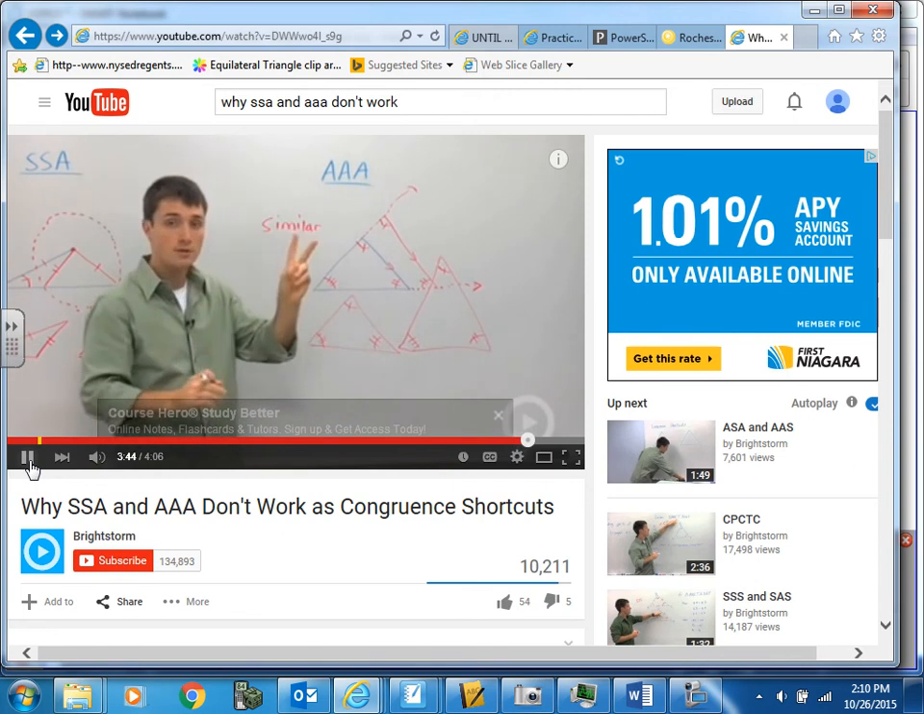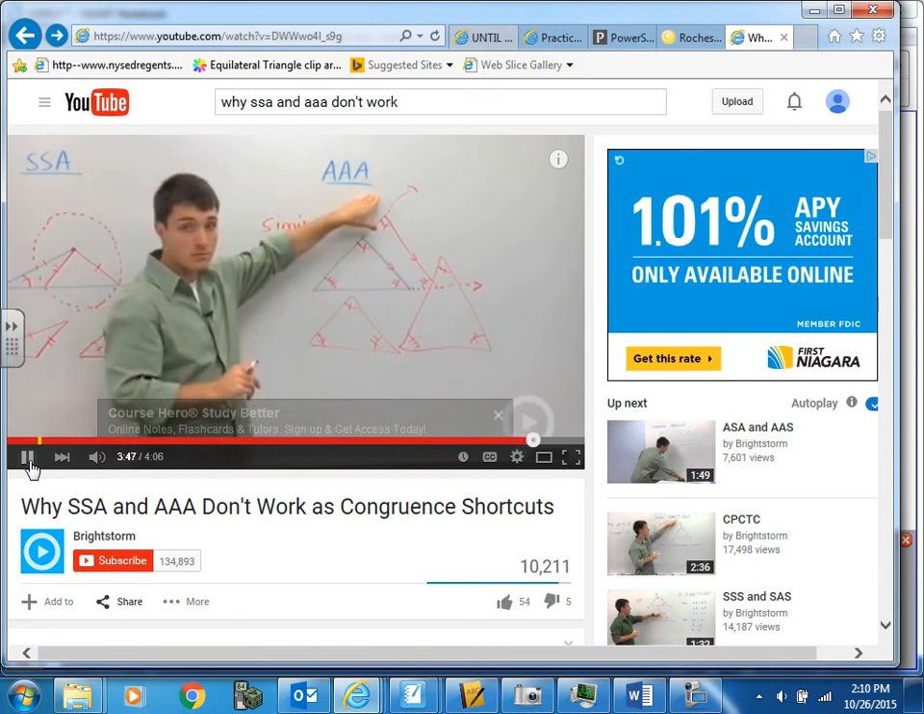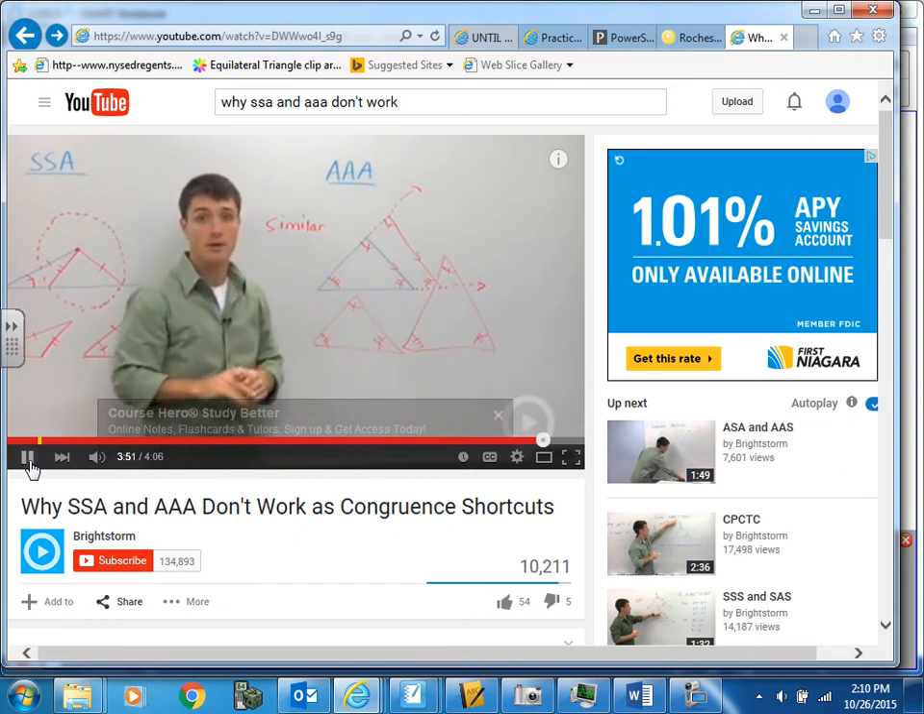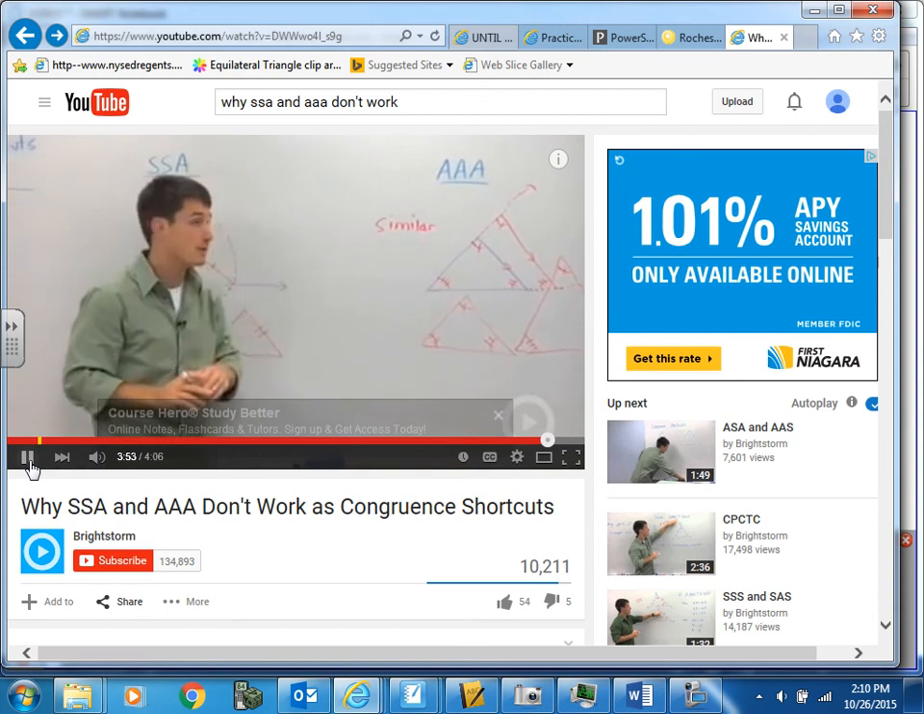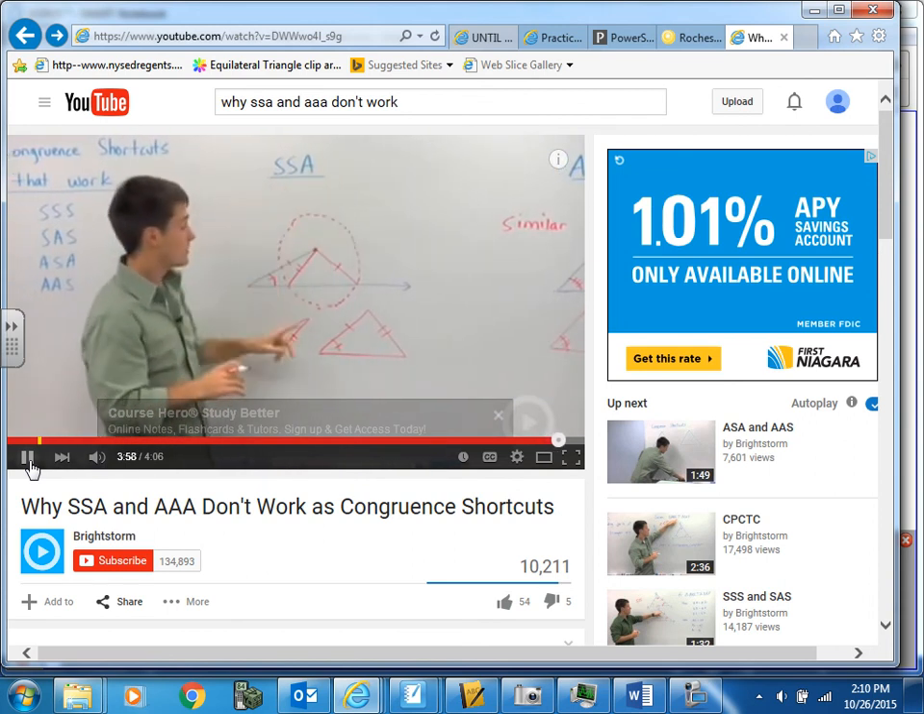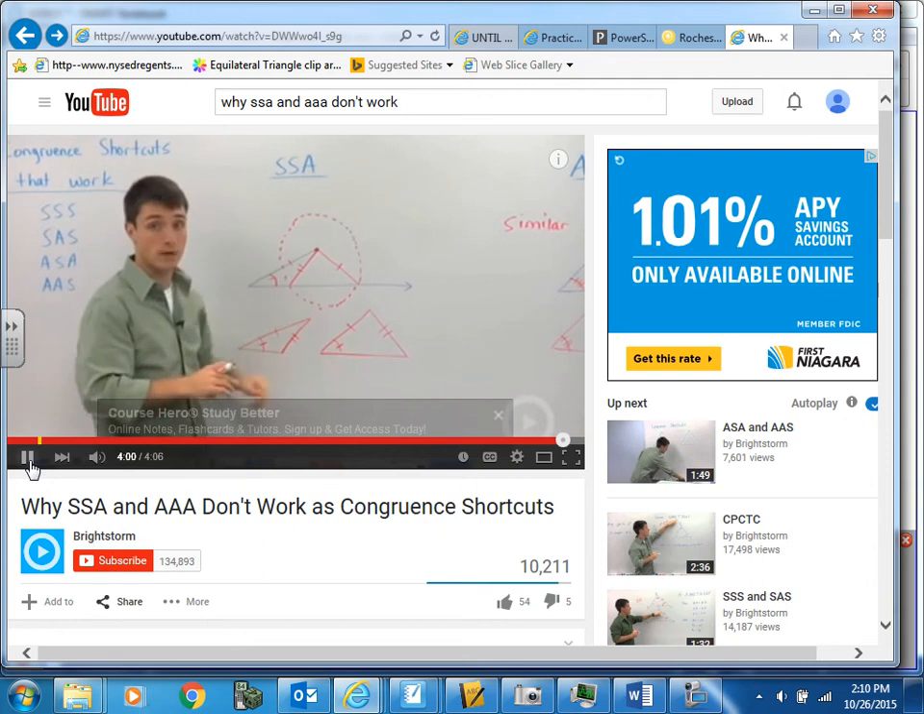So the two shortcuts that don't work: angle, angle, angle, because we'll create two triangles. They'll have different sizes, although they'll have the same angles. And the second one that doesn't work is side, side, angle. Not only because it's a swear word, but also because we can create two different triangles.